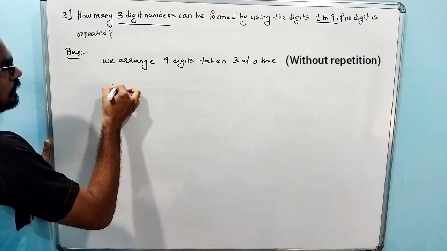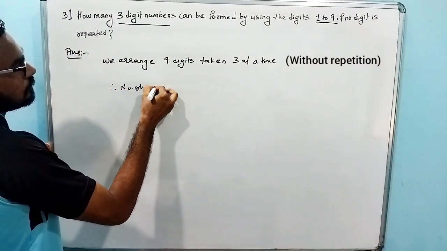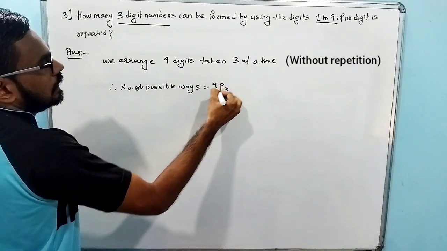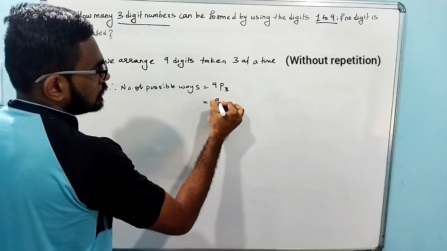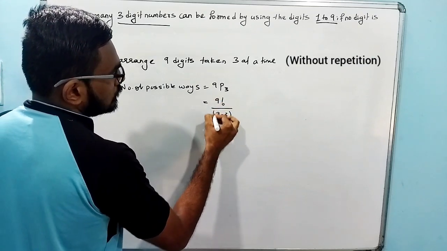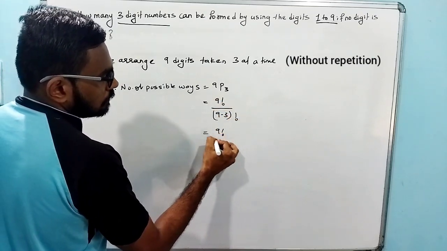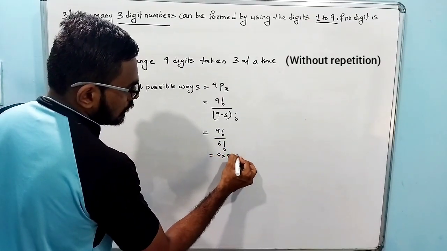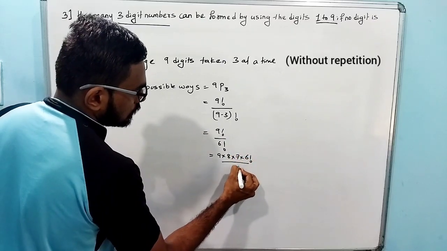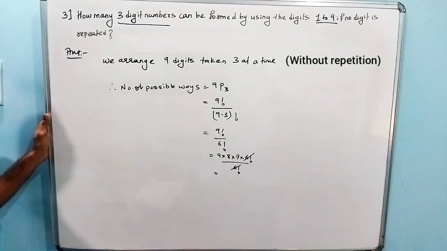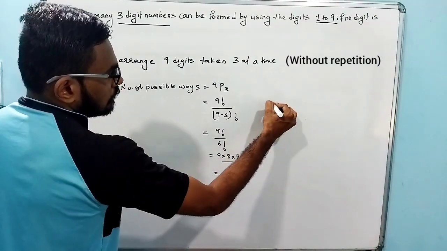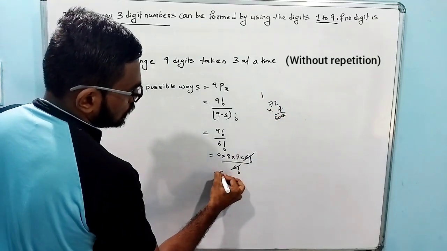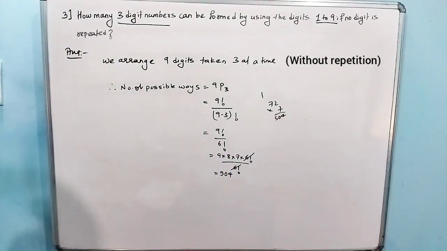Therefore, number of possible ways equal to 9p3. What will it be? 9 factorial upon 9 minus 3 factorial is equal to 9 factorial upon 6 factorial, okay, which is equal to 9 into 8 into 7 into 6 factorial upon 6 factorial. This I can cancel. So 9 into 8 into 7, 72 into 7, it will be 504, okay. So this is the answer.